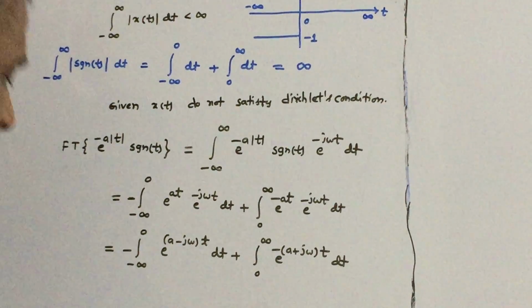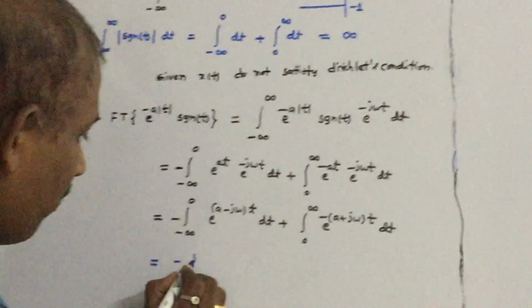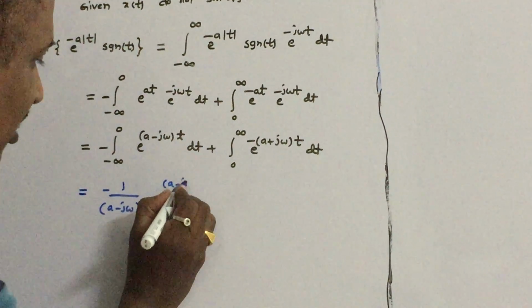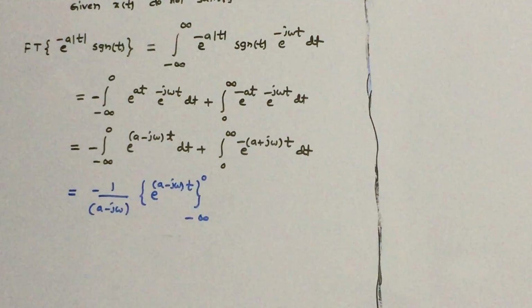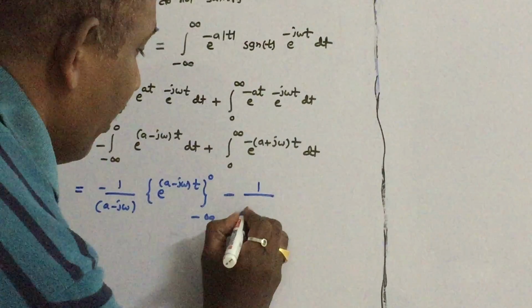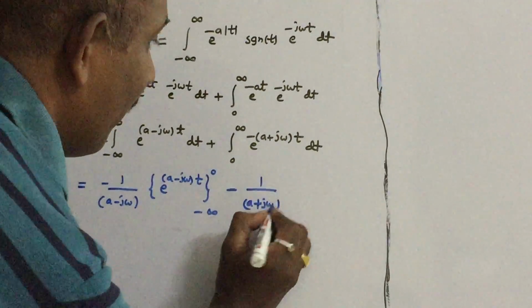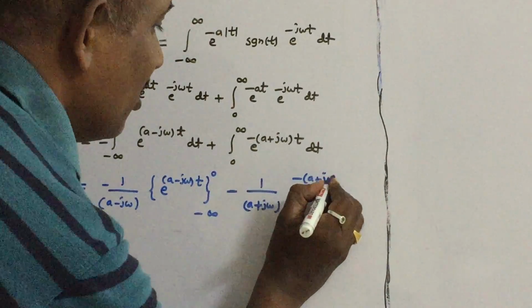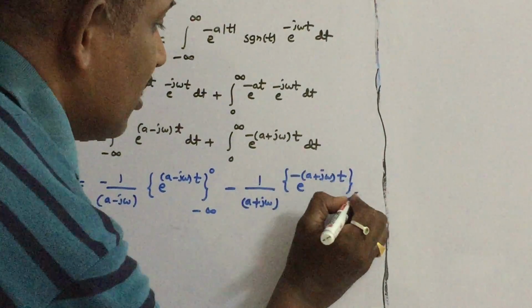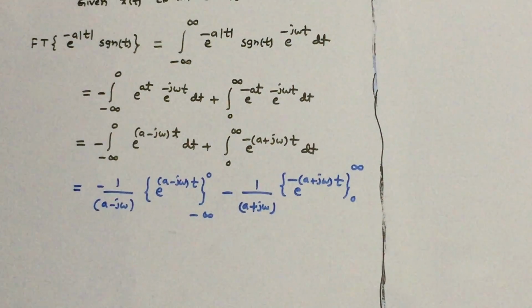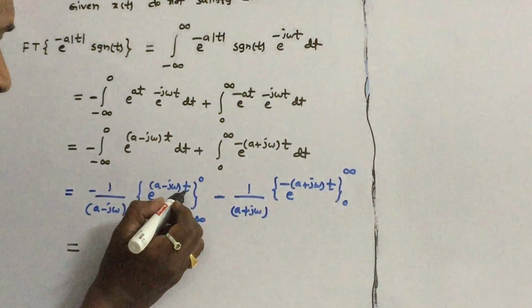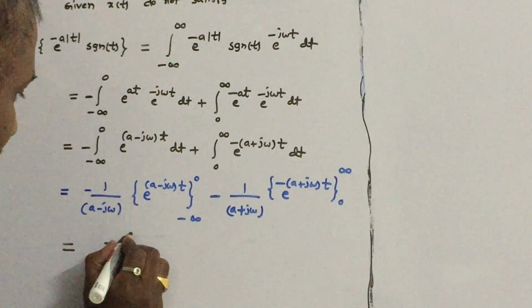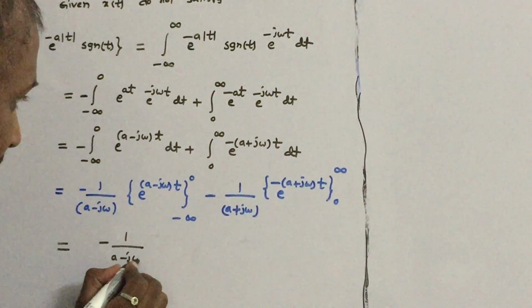So with simple mathematical calculation, what is the answer for the first integral? Minus 1 by a minus j omega, e power a minus j omega t, substituting the limits minus infinity to 0. And the integration of the second is minus 1 by a plus j omega, e power minus a plus j omega t, substituting the limits 0 to infinity. So let us check what answer will come. E power 0 is 1, e power minus infinity is 0. The lower limit is 0. So this is written as minus 1 by a minus j omega.